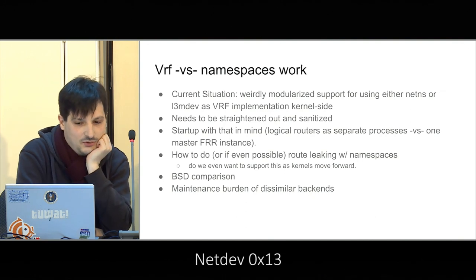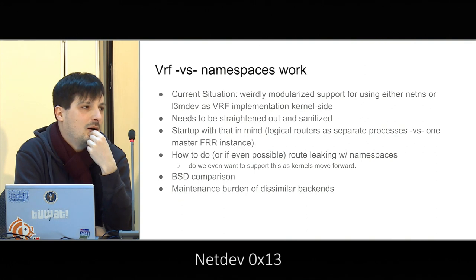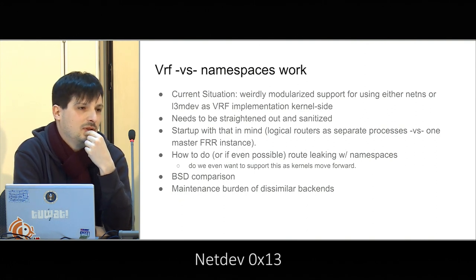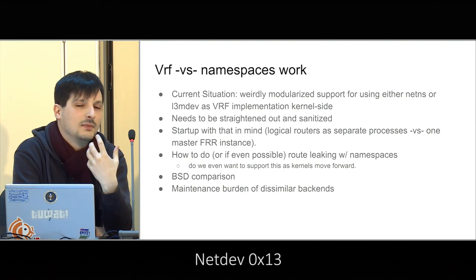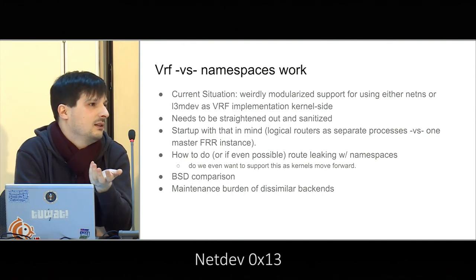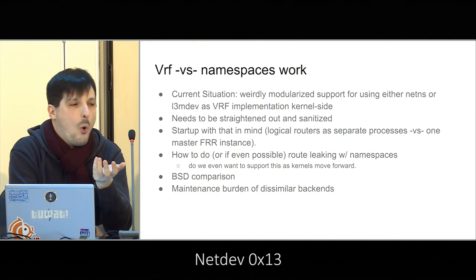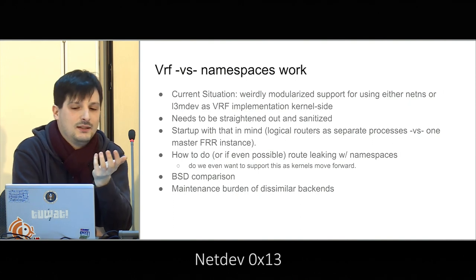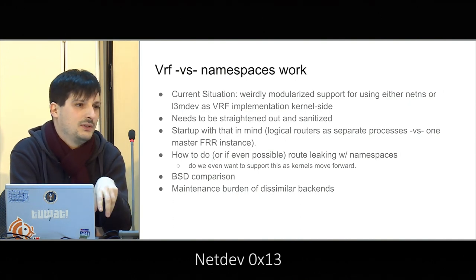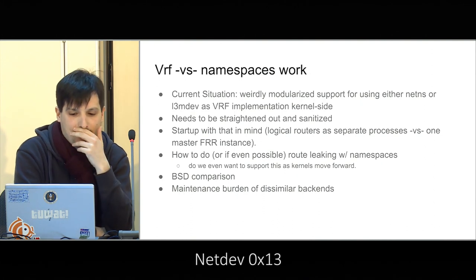So to give you a little bit of context, right now you can kind of choose in FRRouting if you want to have support multiple VRFs. You can either use the L3 MDEV support that is in the kernel, so you create a VRF master device and use the facilities associated with that, or FRRouting can work with multiple network namespaces, where each network namespace is treated as a separate VRF, so it installs routes into a separate network namespace.